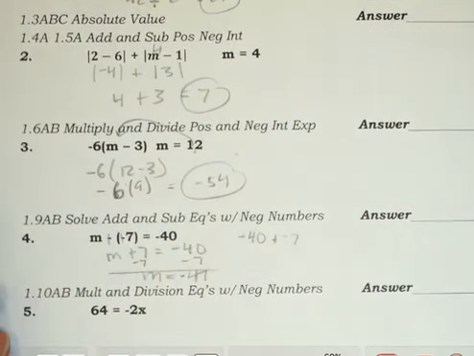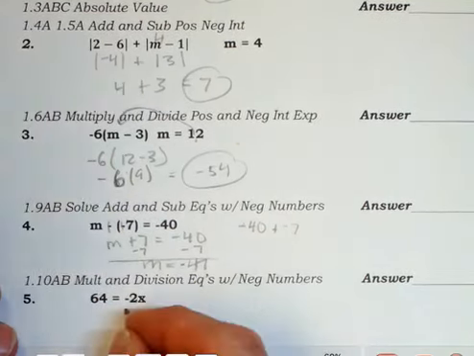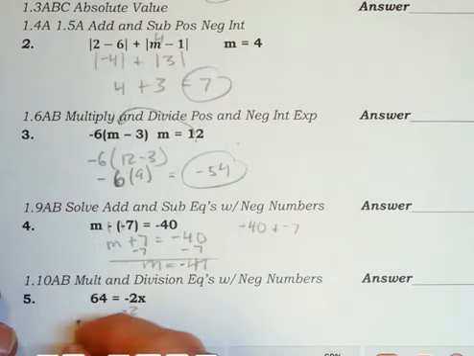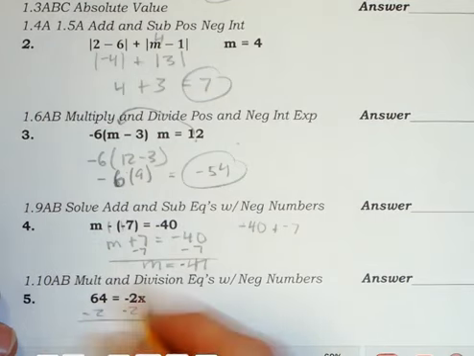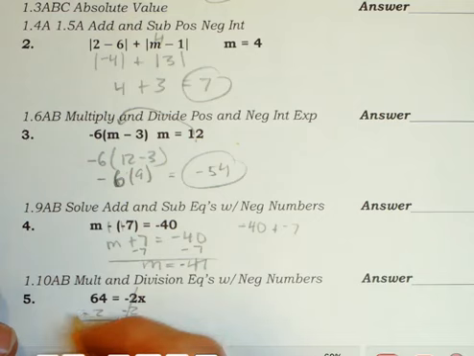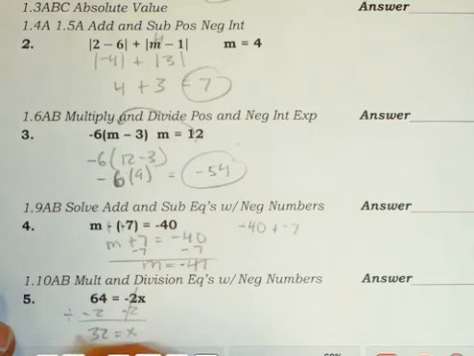Okay, this one here, we just have to divide by a -2 to get that x isolated. Divide both sides by the -2. These guys, of course, cancel off, leaving us with a positive 1x. 64 divided by a -2 is going to give me 32, and of course that is negative. So x equals a -32.